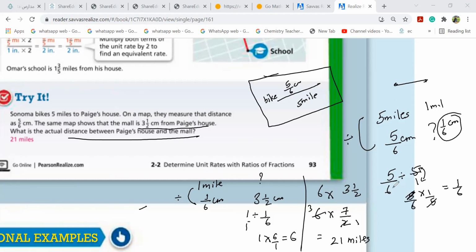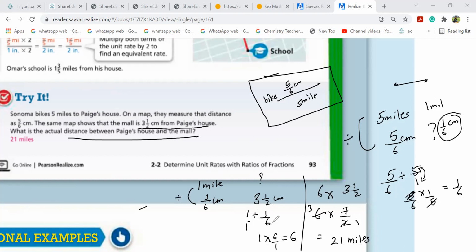No, Miss. Malak? Yes, Miss. First thing I find, 5 miles is this much. So 1 mile is how much? I get one answer, okay? For 1 mile, I got 1/6 centimeter. But 3.5 is how much? So I divide them. Whatever the answer I get, I multiply with 3.5.